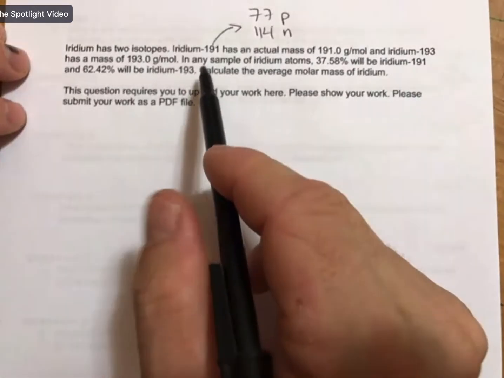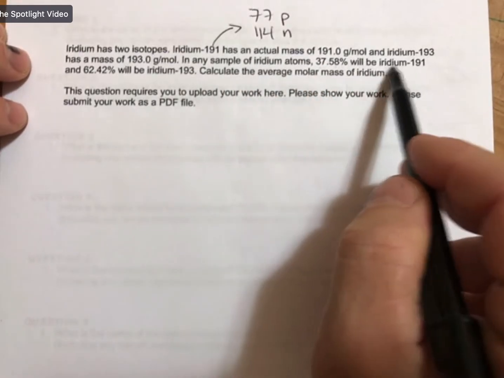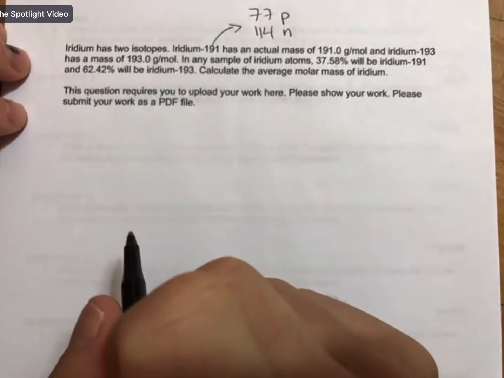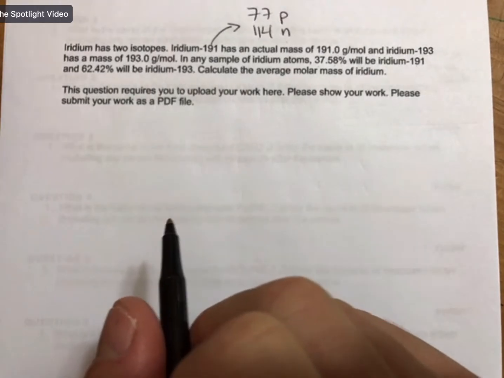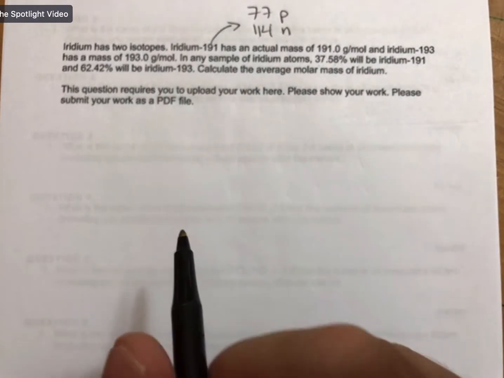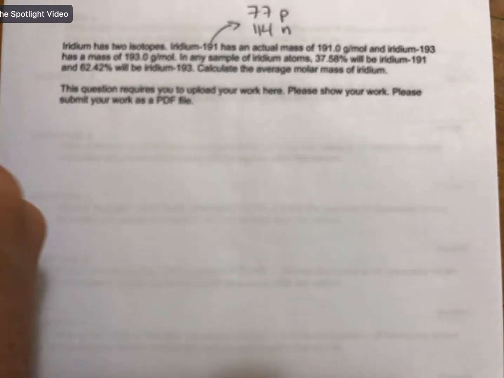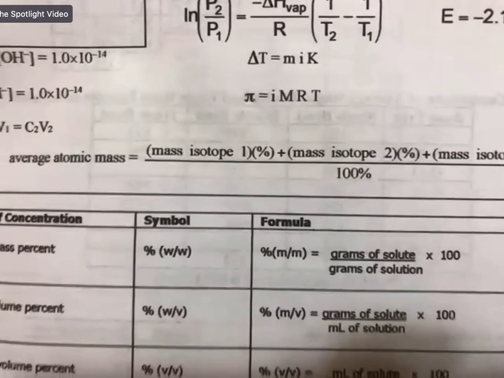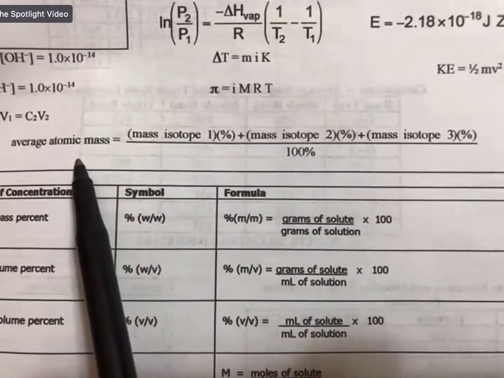To get back to the problem, in any sample of iridium atoms, 37.58% will be iridium 191, and 62.42% will be iridium 193. We have no way of knowing what those numbers are. I have to give them to you, and so on a problem like this, on an exam, I would give them to you.